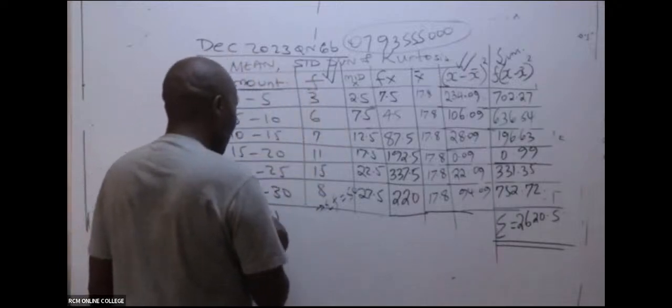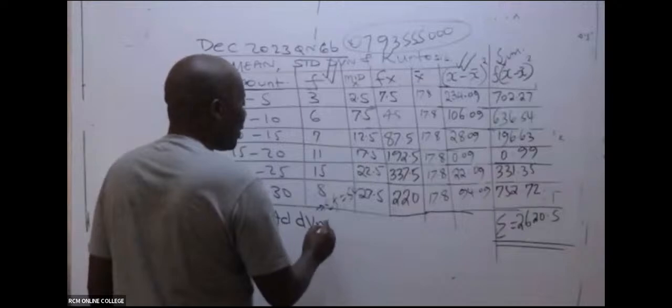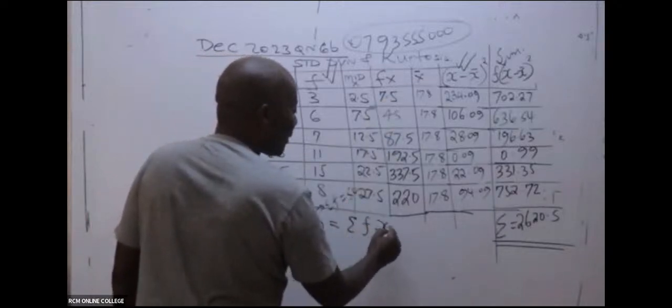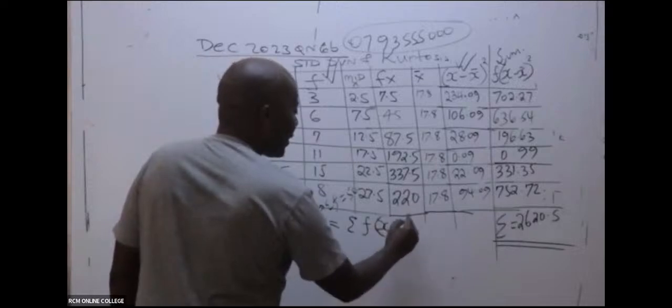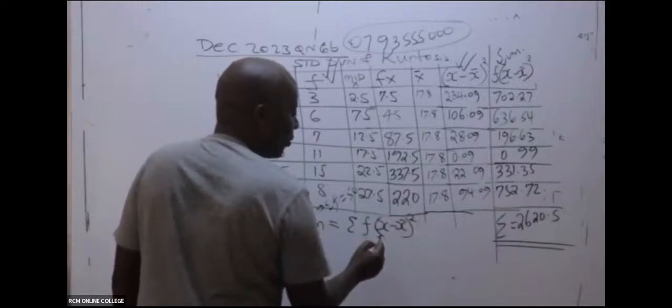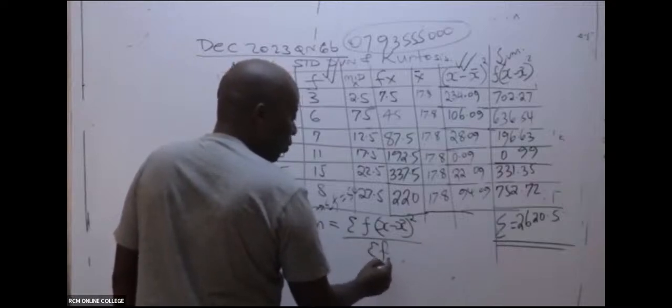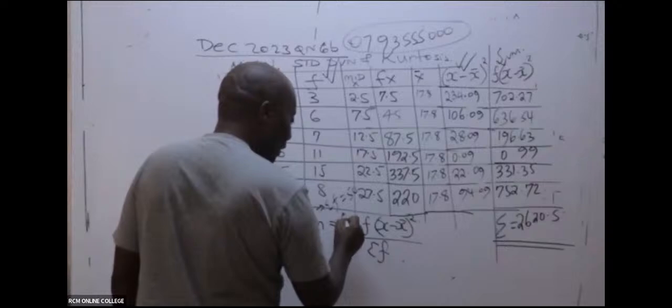How do we get standard deviation? It's very easy. You take that column, the summation of f times (x minus x bar) squared, whatever we have here, and you divide this by the summation of f. Whatever we get, we take the square root of that.